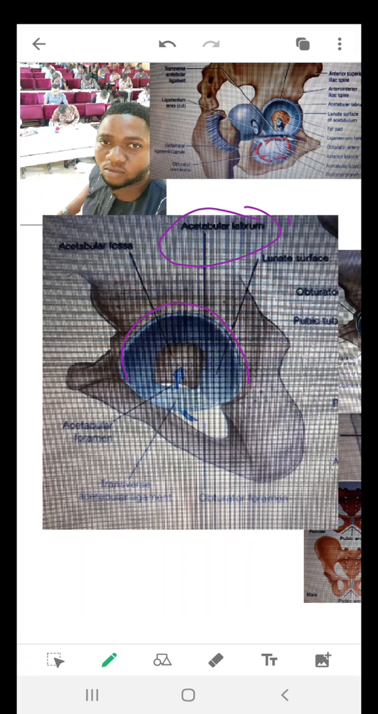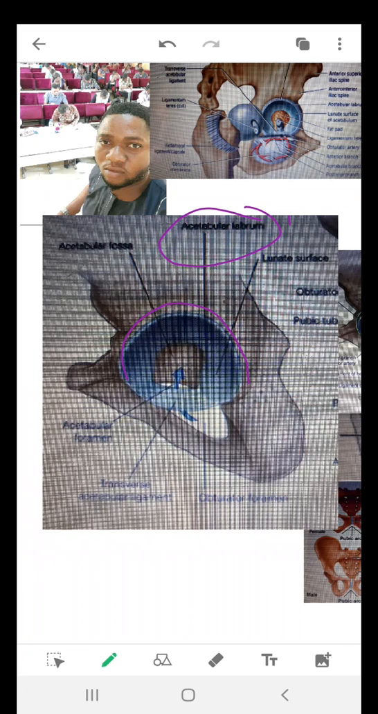The acetabular labrum. That should be A-C-E-T-A-B-U-L-A-R. Then labrum is L-A-B-R-U-M. Sorry, the picture is very bad. Okay, so the acetabular labrum.